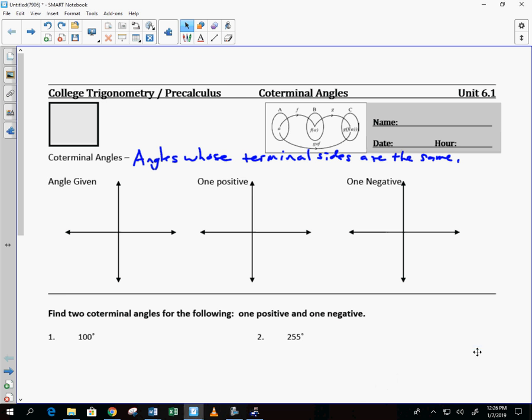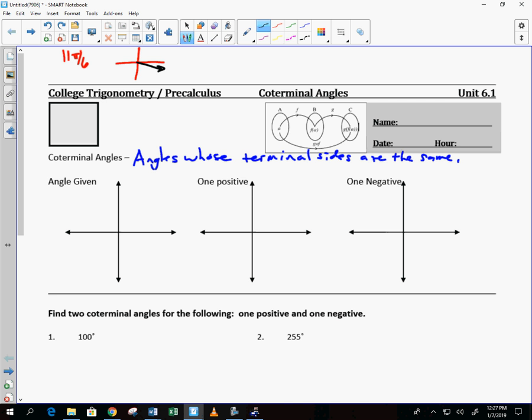Coterminal angles. Coterminal angles are angles whose terminal sides are in the same position. Some of you had a worksheet last Friday. As you worked through it, you noticed that some of those angles end up being in the same spot. For example, towards the end of your work, you came up with an angle of 11 pi over 6, which you all know is how many degrees? 330, very good.